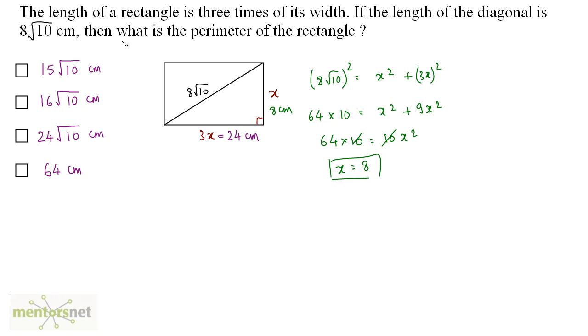Now we have been asked the perimeter of the rectangle. Perimeter is equals to twice of length plus breadth for a rectangle, right? So this is twice of 24 plus 8, and that's twice of 32, and that is 64 centimeter. So option D is the correct answer.